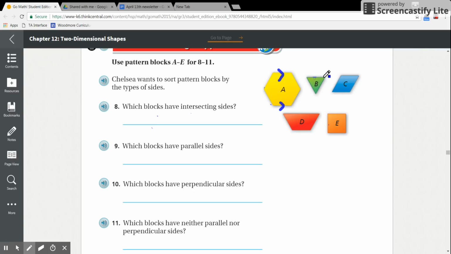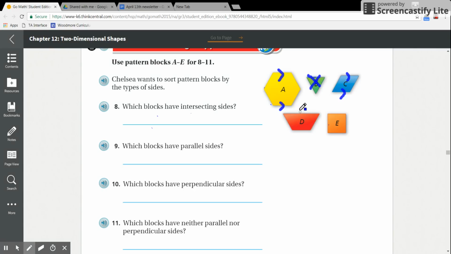B, this one intersects with this one, this intersects with that, that intersects with that. So B does not have parallel lines. C, the top is parallel to the bottom, and actually the left is parallel to the right also, so it has 2 pairs. The hexagon has 3 pairs, actually. Top and bottom, this one and this one, and these sides are parallel.